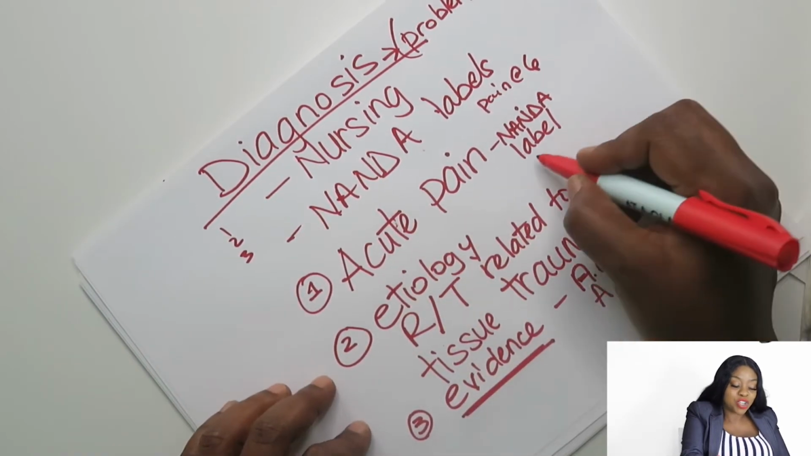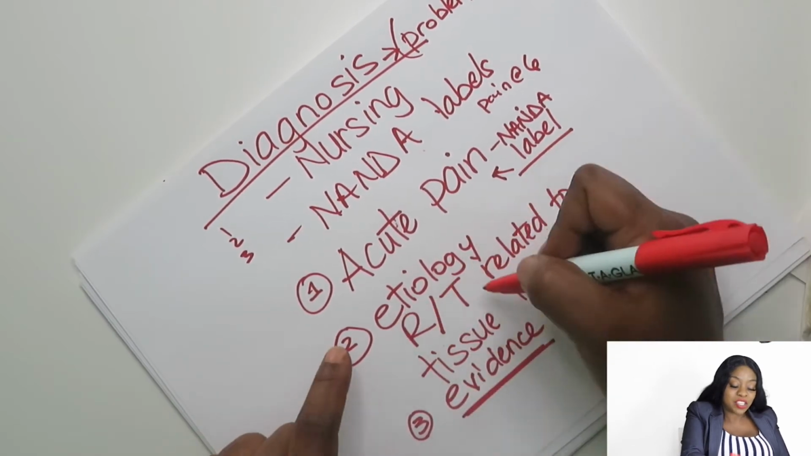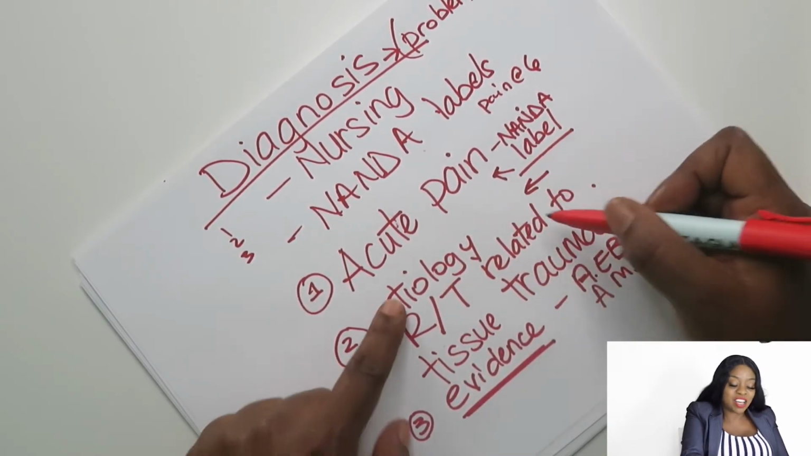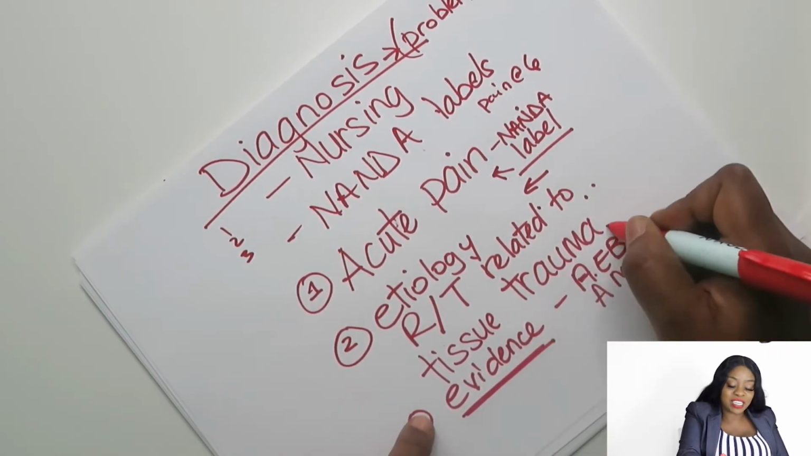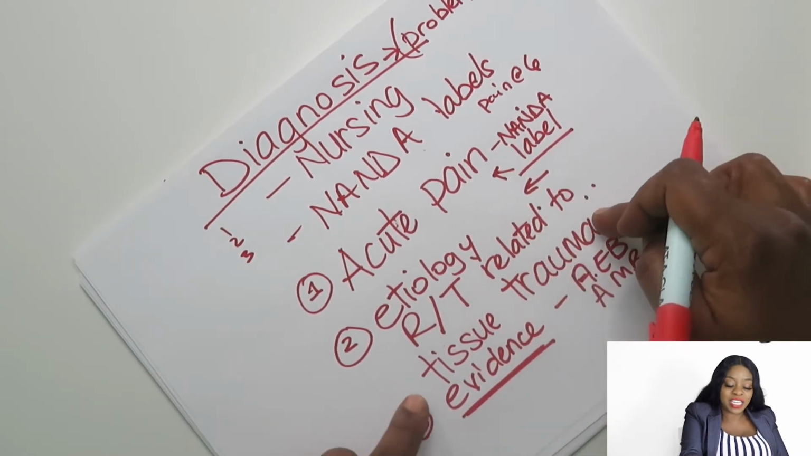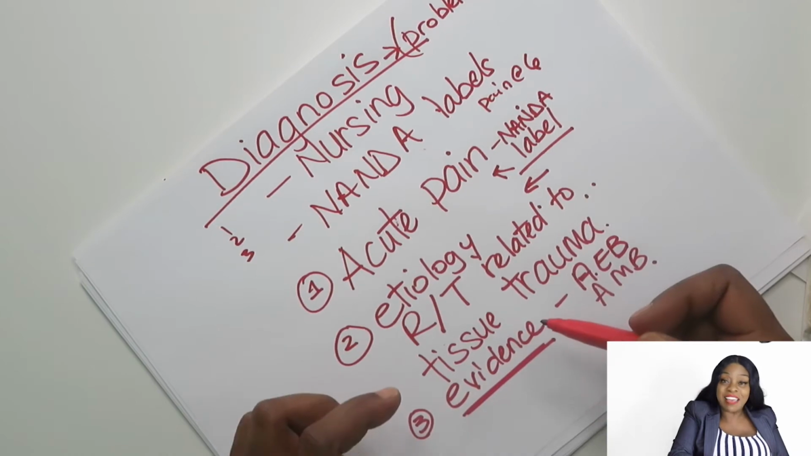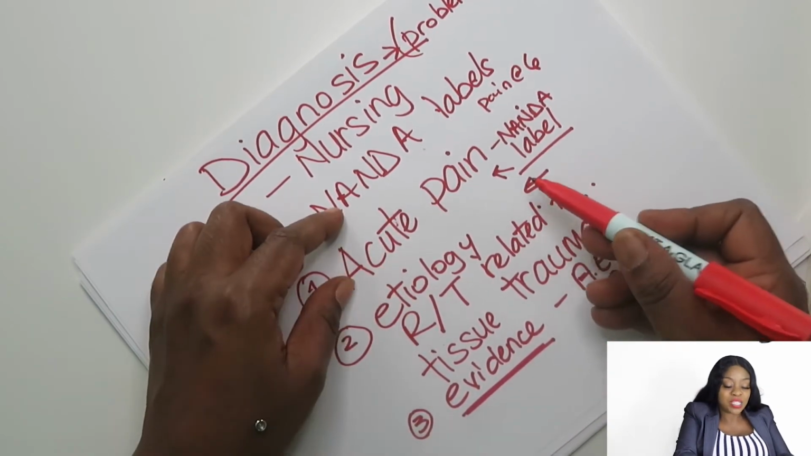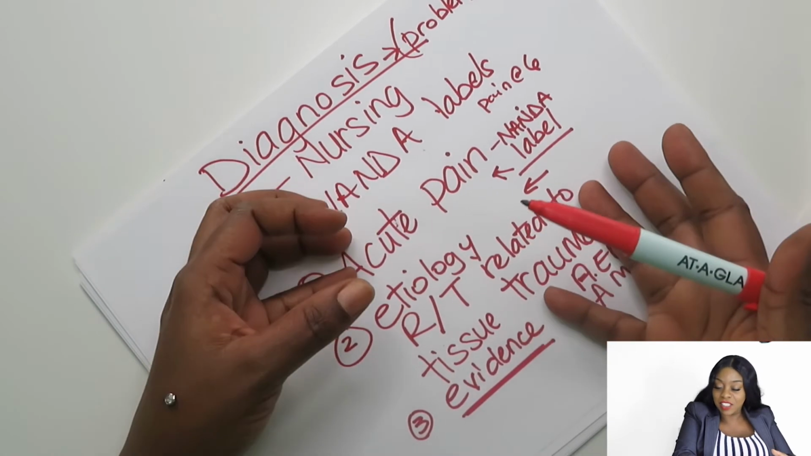So three things. You need a NANDA label. In this case, it's acute pain. Your second thing is an etiological factor, or are you related to? And in this case, your infant has acute pain related to tissue trauma. Your third, you need evidence. How did you know the client was in pain? And what is the evidence of this pain?